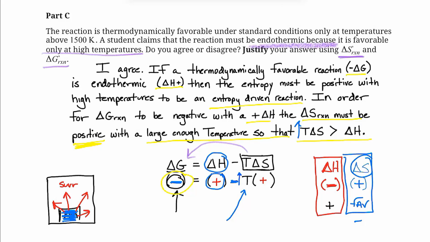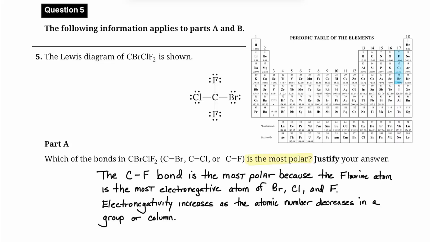All right, so on to question 5. Question 5, part A. We're given a Lewis diagram of this molecule, and they're asking in the question which of the bonds in CBrClF2, C to Br, C to Cl, or C to F, is the most polar. Now make sure when you hear the word polar, you remind yourself, are we talking molecular or bonds? They're specifically asking about the bonds.